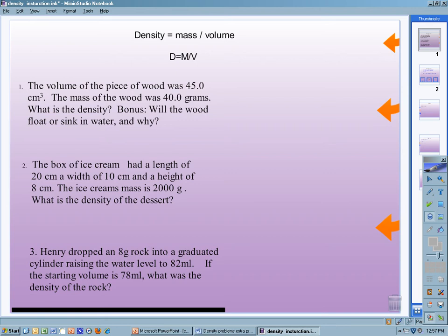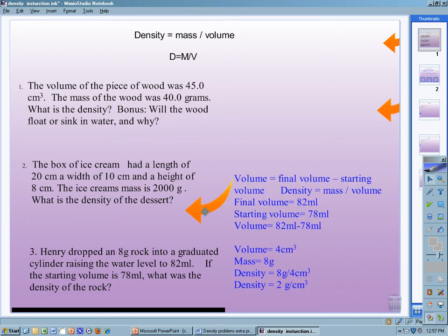Have you solved the problem? Excellent. Here's the answer. The correct answer here is that the density is 2 grams per centimeters cubed. That is once you've taken the final volume minus the starting volume to get the actual volume of the rock. So here's all the procedures. You can always hit pause to go over that. So that is the straightforward density equals mass divided by volume review.